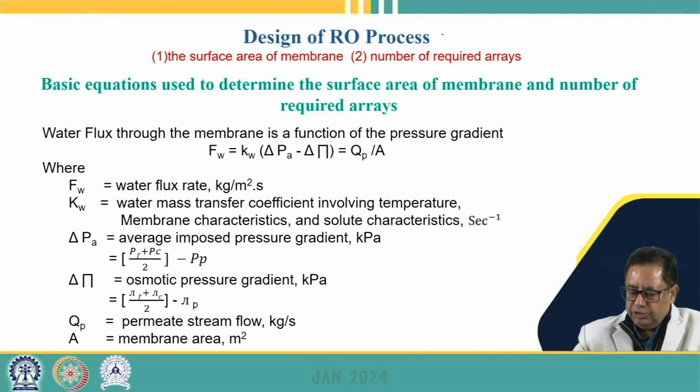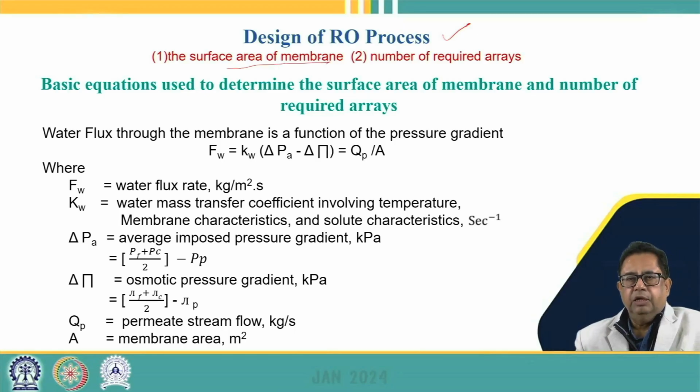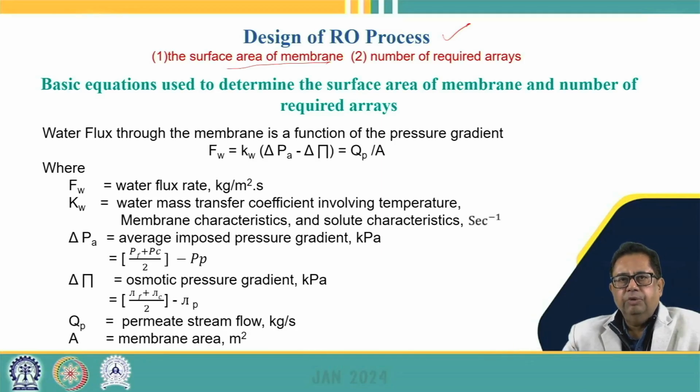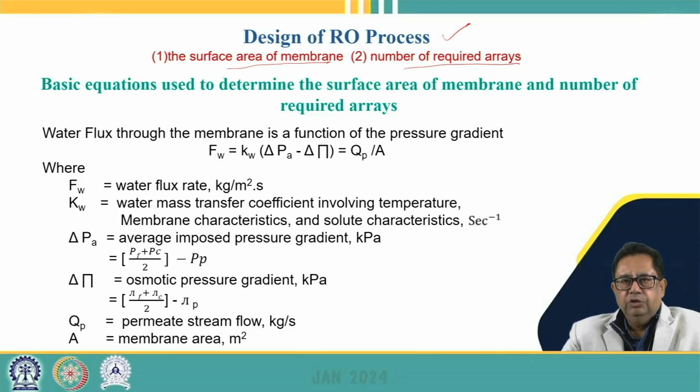So when we talk of the design of the RO process, what we will require is the surface area of the membrane, so that we can calculate how much membrane can be used, or how many modules of membranes can be used for designing the RO process, so that we can treat the water up to certain desired standards. Similarly, how many arrays will be required, that also we need to calculate.